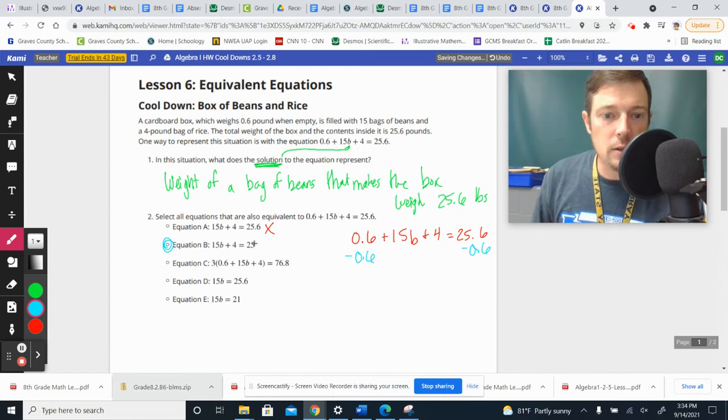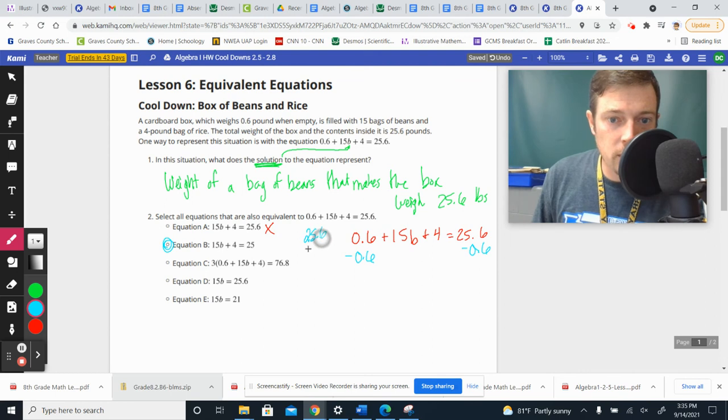Looking at the next one, it looks like they are taking the entire side, 0.6, 15b, and 4. They're taking that entire left side, and they're multiplying it by 3 by using the distributive property. And that's okay. You can do that, but you just have to make sure you do it to the other side. And it does look like they have done that to the other side, because 25.6 times 3 works out to be 76.8. So that one's okay. It's okay if you're going to multiply everything, as long as every term in the entire equation gets tripled. Good to go.